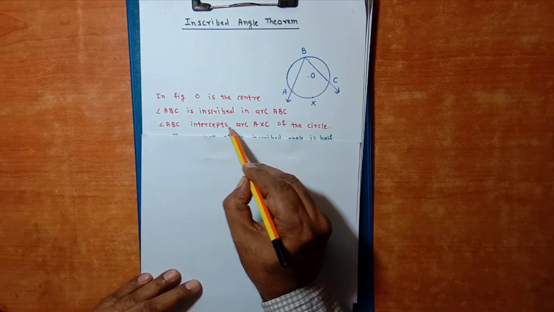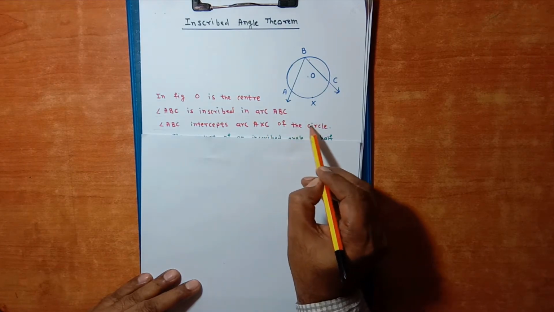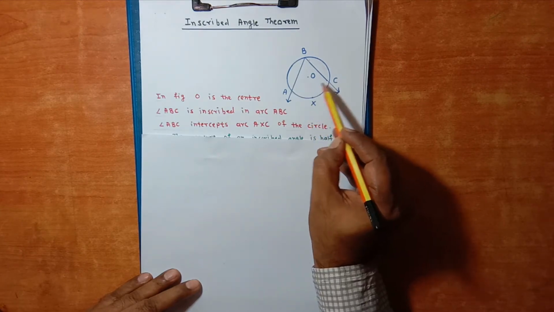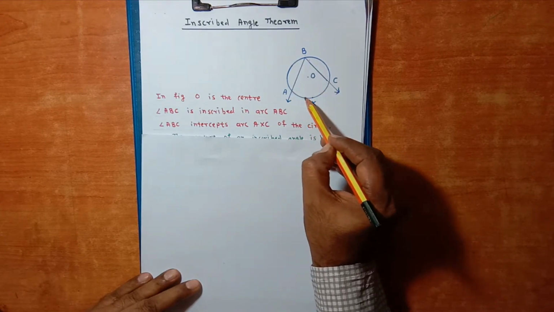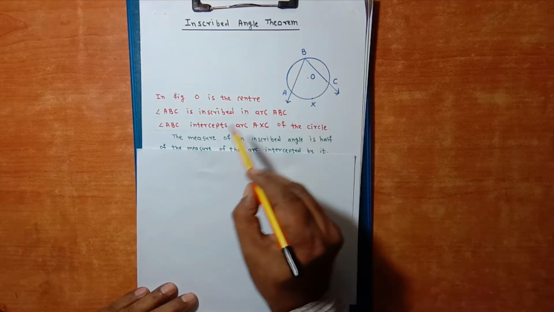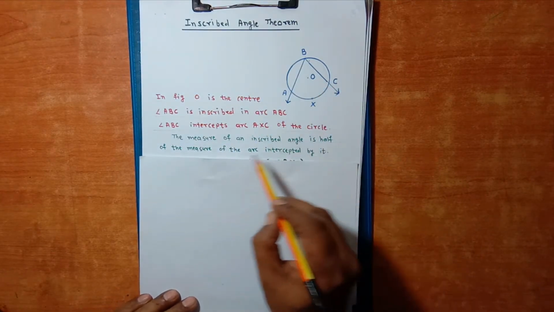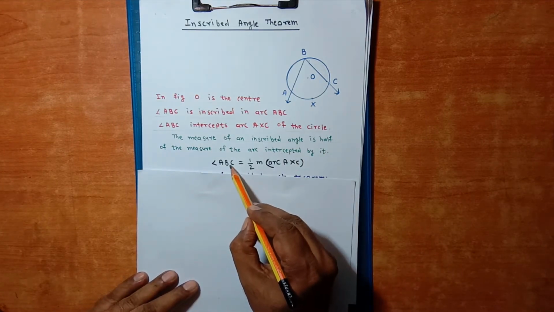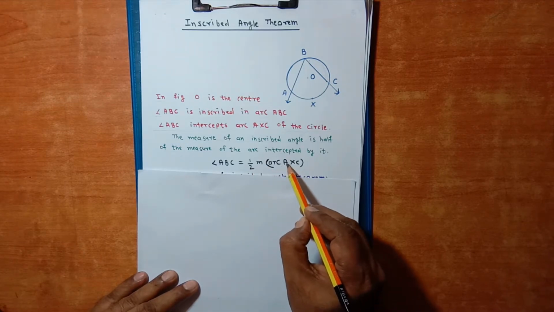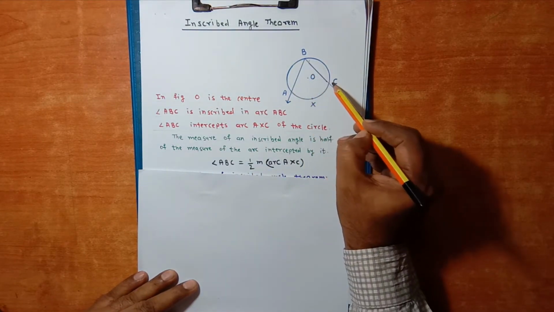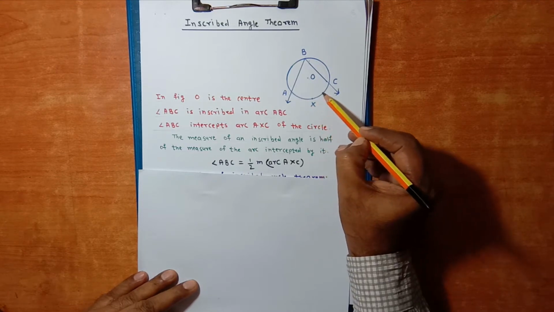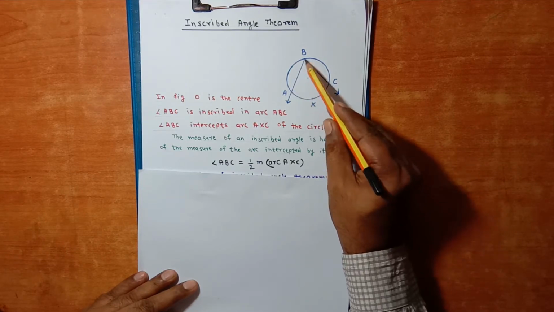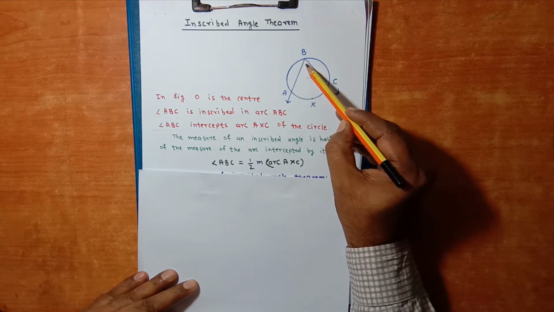Angle ABC intercepts arc AXC of the circle. This is angle ABC, this is arc AXC. So angle ABC intercepts the arc AXC. The measure of an inscribed angle is half the measure of the arc intercepted by it. Means angle ABC is equal to 1/2 measure of arc AXC. If the measure of arc AXC is 100, then the measure of angle ABC will be half of that, that is 50.